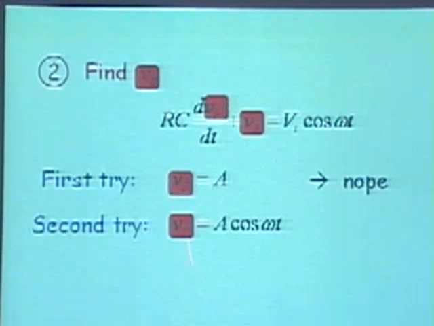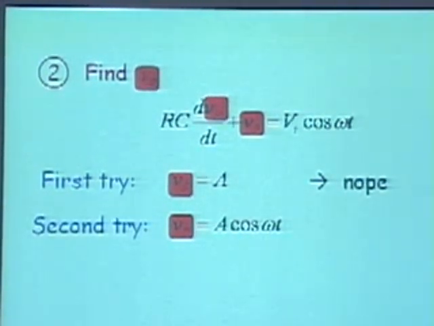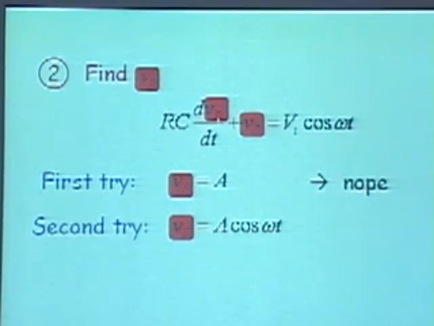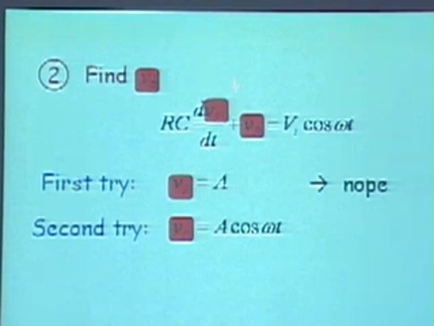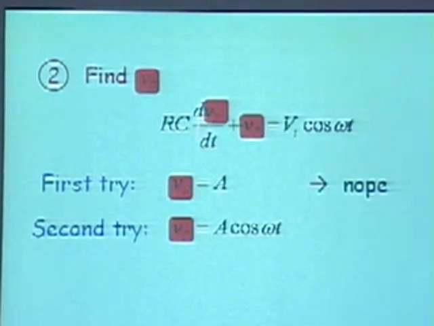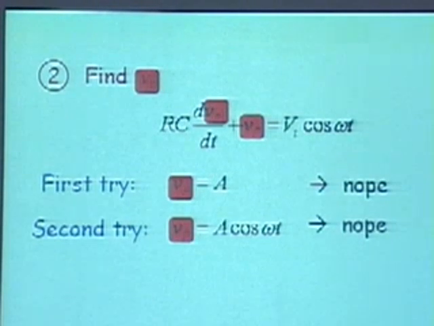Well, aha! Cosine omega t here, let's try A cosine omega t as my particular solution. Things are getting a little harder now, a little more painful. Substituting A cosine omega t here, I get A cosine omega t for VP, but out here, I get RC A sine omega t times omega times minus 1. So I have a sine and a cosine, and then I have a cosine on the right-hand side. Sorry, doesn't work either.